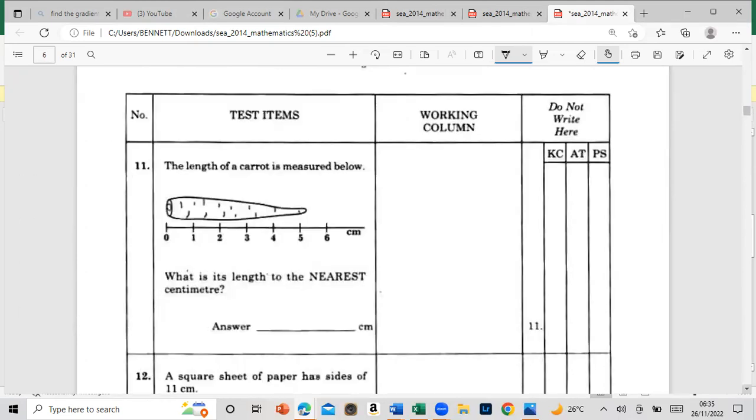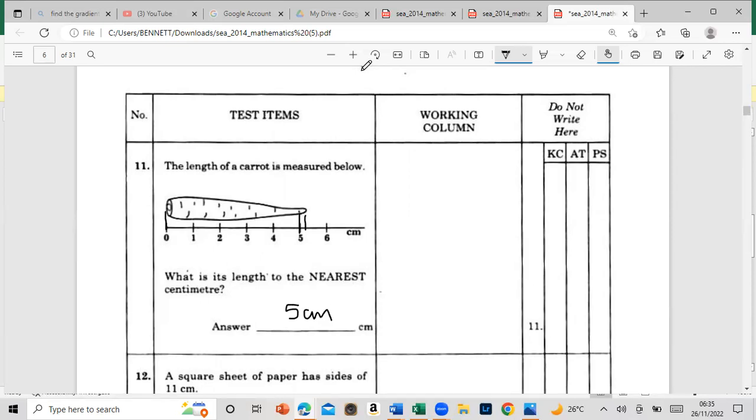So it says now the length of a carrot is measured below. Bunny. What is the length to the nearest centimeter? And we start at 0. So we can look here. We have to check that first. So 1, 2, 3, 4, 5. It's much closer to 5 than 6. So to the nearest centimeter, it would be 5 centimeters.